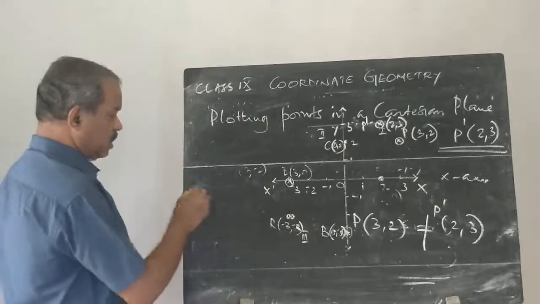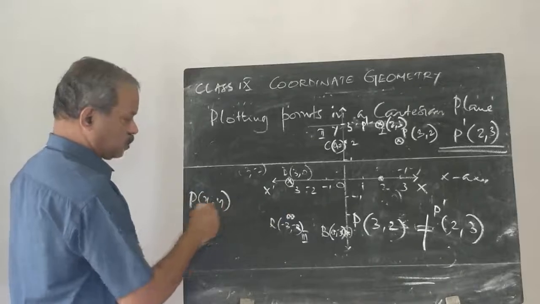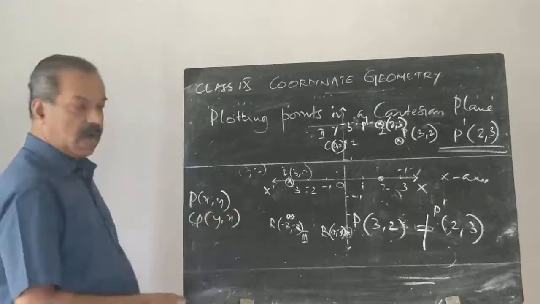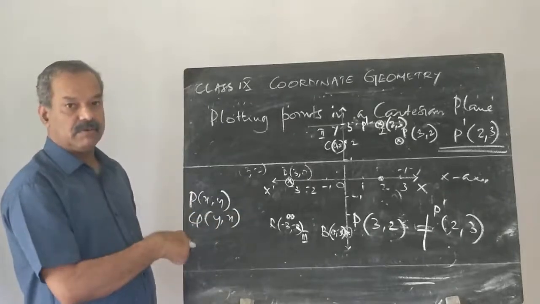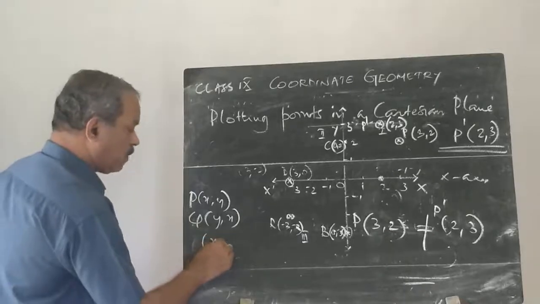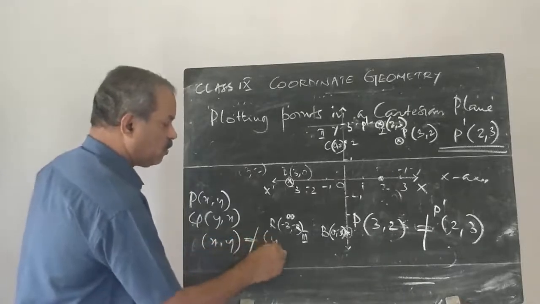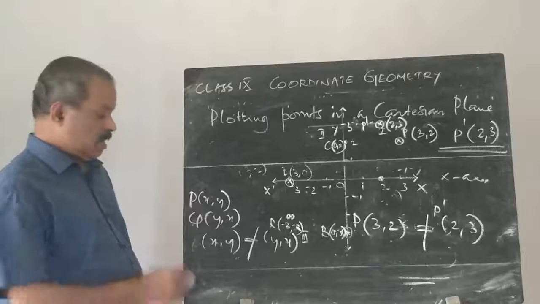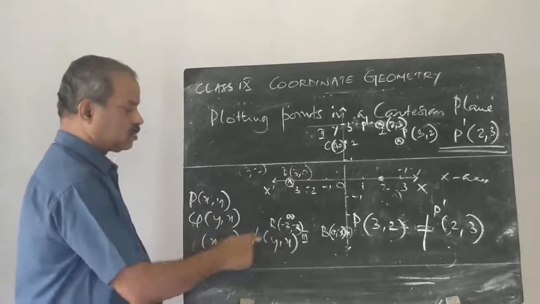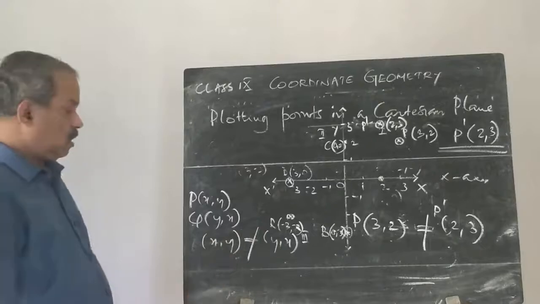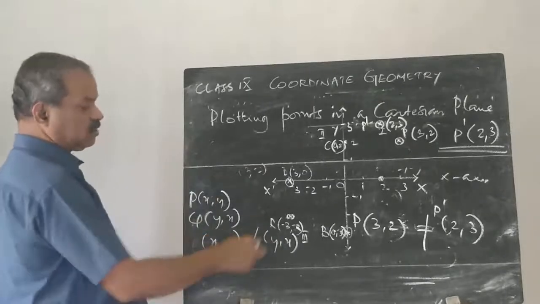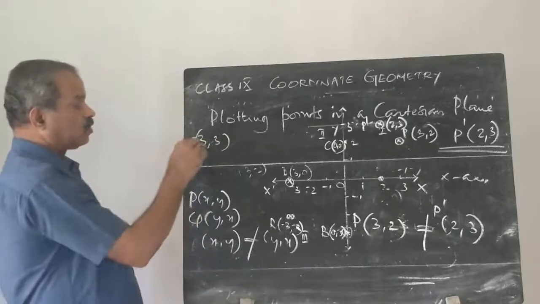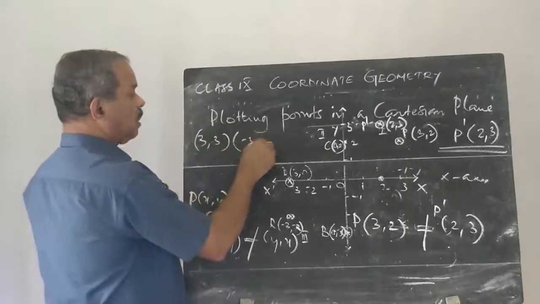In general, we can say that if we are given P(x, y) and Q(y, x), are they the same points? No, they are different points, P and Q. That is, the ordered pair (x, y) is not equal to the pair (y, x) unless x equals y. If x equals y, then the ordered pair (x, y) equals the ordered pair (y, x). In which case do we get this condition? (3, 3) or (-3, -3).